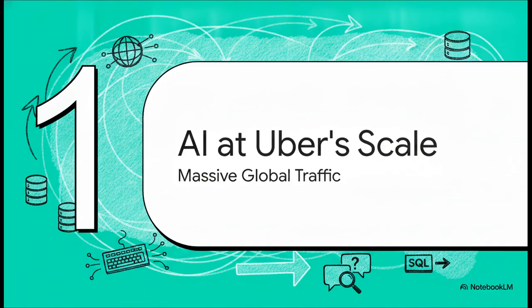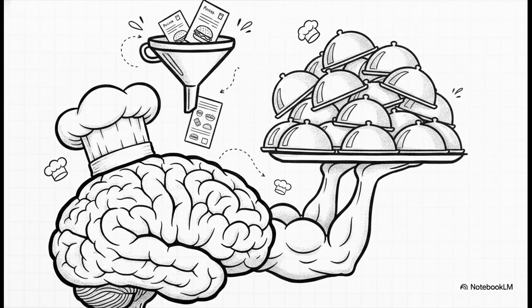AI at Uber scale, and how exactly they handle massive global traffic. You really have to remember, Uber isn't just generating a few text prompts here and there. They're handling a staggering volume of global traffic, for everything from localized search recommendations all the way to automated code development and SQL query generation on the back end.